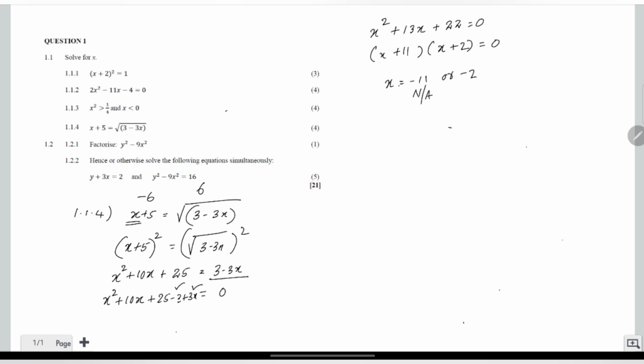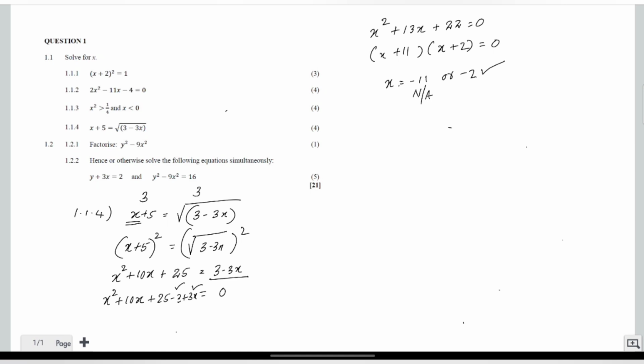Then you can go with minus 2. Just check minus 2, is it applicable here, or is it a valid solution? So do the very same thing you did with the minus 11. What is that? Take minus 2 and substitute. Minus 2 plus 5 is going to be 3. Then 3 minus 3 times minus 2, which is going to be plus 6, plus 3. We can use the calculator to check. It's going to be square root of 9, and again it's going to be 3, which means this is the only solution. Okay, minus 2 is the only solution and minus 11 is not valid.